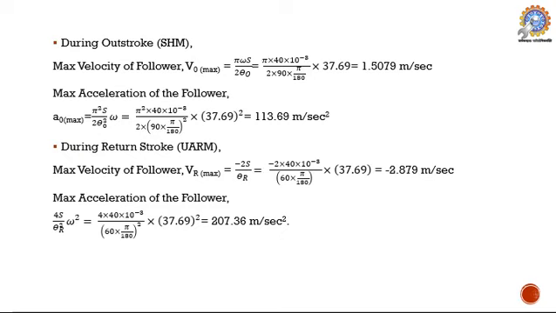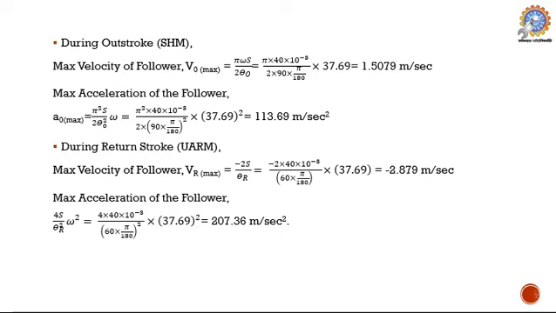40 into 10 raised to minus 3, that is s, divided by 2 times 90 degrees. Theta naught should be substituted in radians, and omega we have calculated as 37.69. Altogether it comes out to be 1.5079 meters per second. Similarly, the maximum acceleration, by referring to the formula pi square s by 2 theta naught square, times omega square, after substitution we get 113.69 meters per second square.